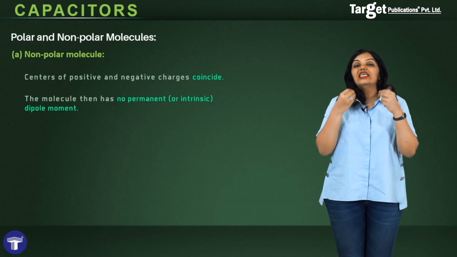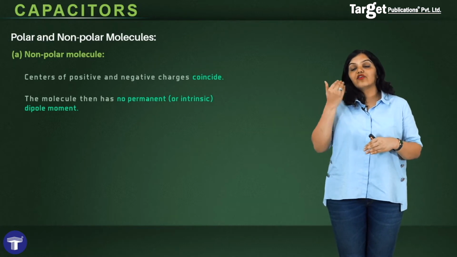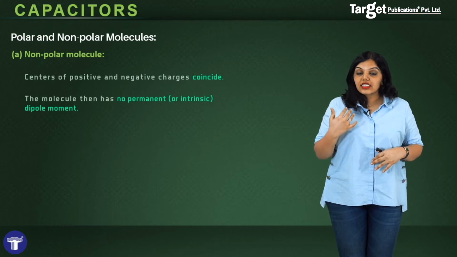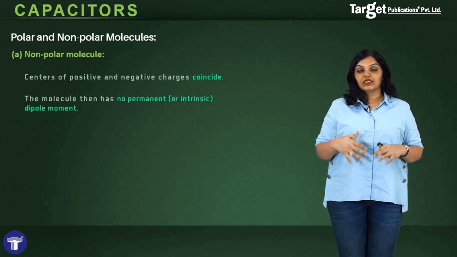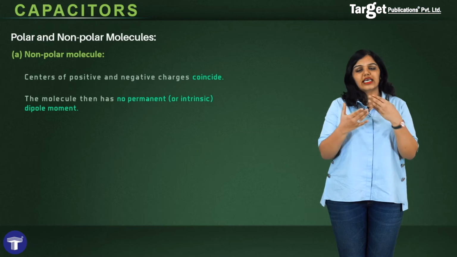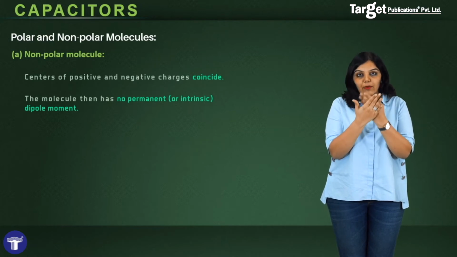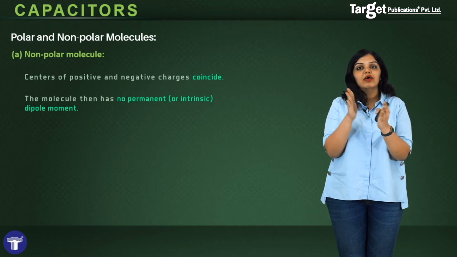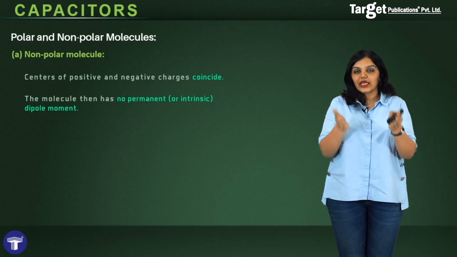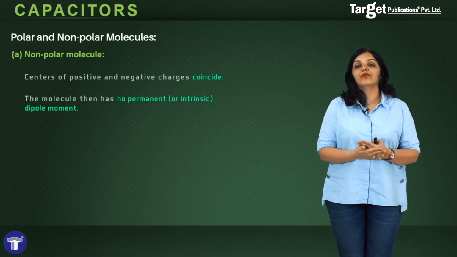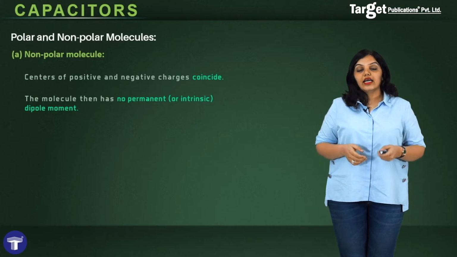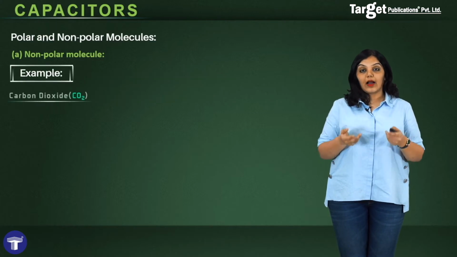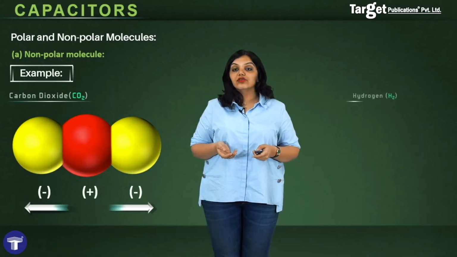That means there is no intrinsic, intrinsic means there from before, there's no intrinsic or permanent dipole moment of the molecule. Why? Because the centers are coinciding. And if the positive and the negative charge are at the same place and there's no distance between them, how can you make a dipole? You cannot. So there is no dipole moment in such a molecule. And an example of this would be the carbon dioxide molecule or the hydrogen molecule.